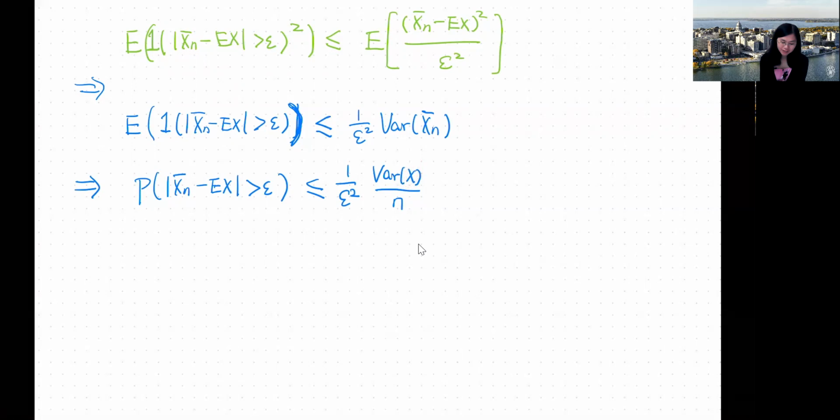All right, so we got this bound. And now if you look at the right-hand side, the variance of X is a finite constant. It doesn't change with n. 1 over epsilon squared is also a finite constant. So on the right-hand side, it's actually a finite constant divided by n. What happens to that when n goes to infinity? This converges to 0 when n goes to infinity.